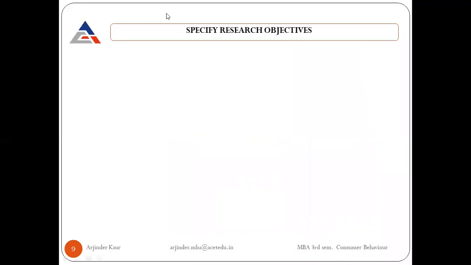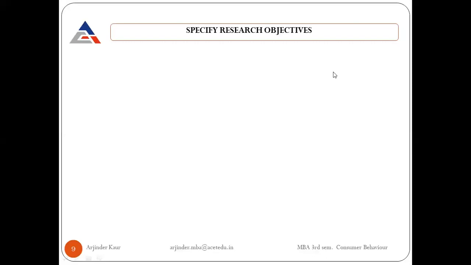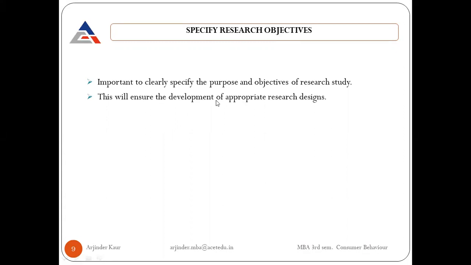So the very first step is specifying the research objective. The very first step in the consumer research process is to start by specifying the research objectives, which is very important. It is important to clearly specify the purpose and objectives of the research study. This will ensure the development of an appropriate research design. So that means, by just reading these two lines, you are able to understand that if we don't specify the research objectives, we won't be able to design the research in a good manner.